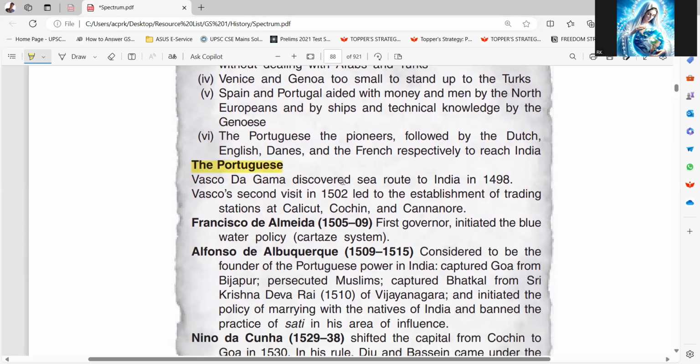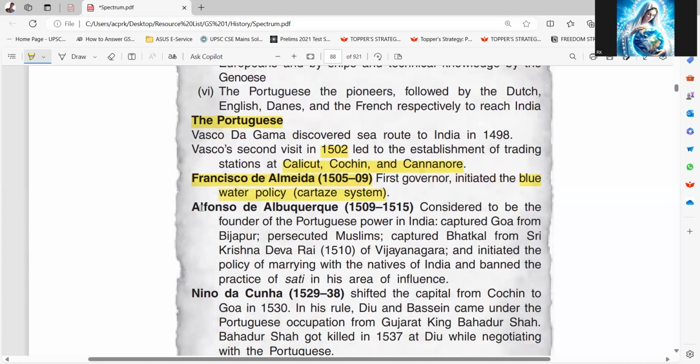The Portuguese. Vasco da Gama discovered the sea route to India in 1498. Vasco's second visit in 1502 led to the establishment of trading stations at Calicut, Cochin, and Kannur. Francisco de Almeida, 1505 to 1509, first governor, initiated the blue water policy, the Cartaz system. Alfonso de Albuquerque, 1509 to 1515, is considered to be the founder of Portuguese power in India.